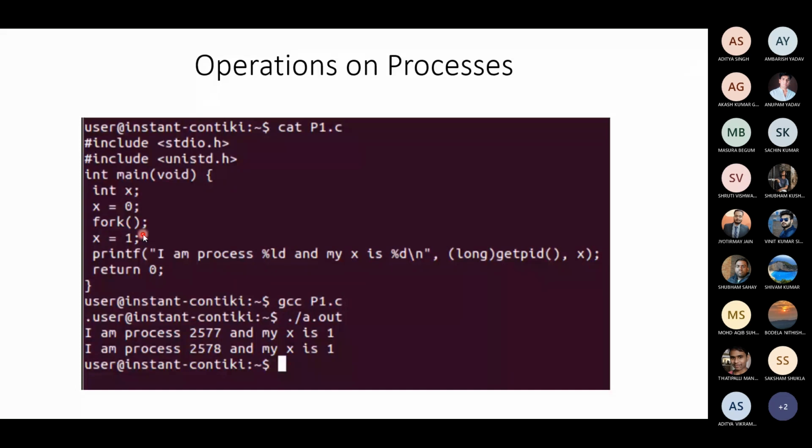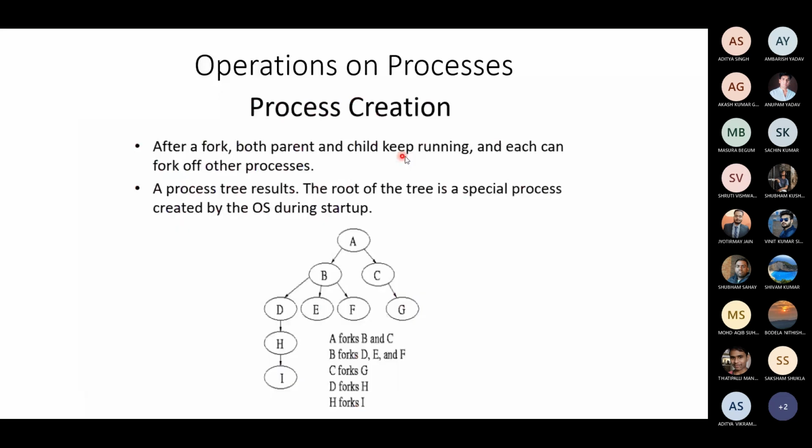Okay, is this clear? Yes, sir. The fork is creating the same program, which becomes a process. Again, when we call fork, we are creating two processes. So after fork, both the parent and the child can keep running concurrently, and they can fork off other processes.